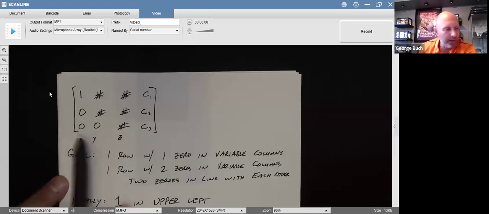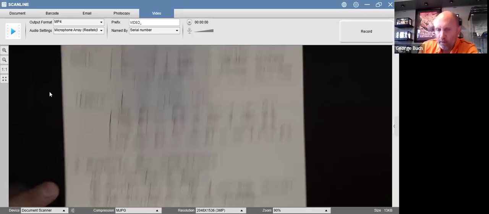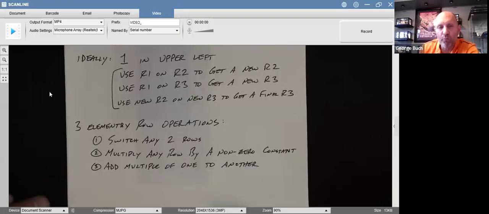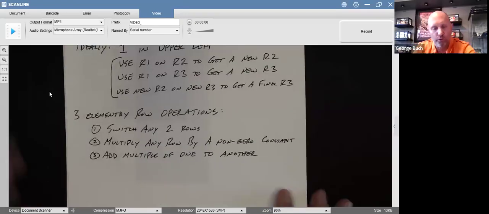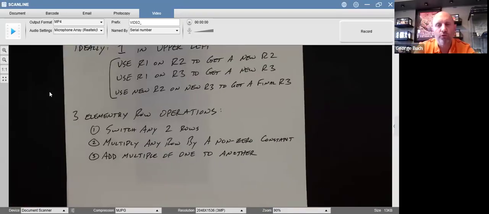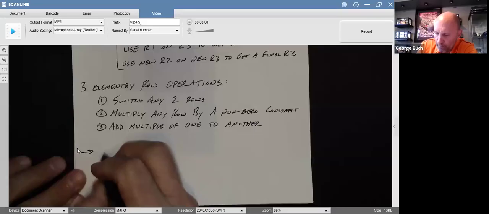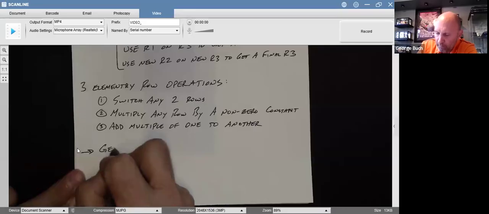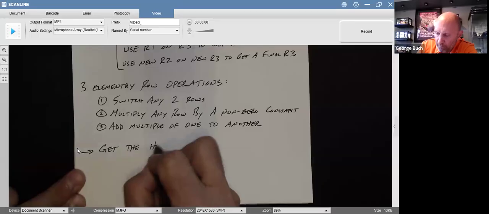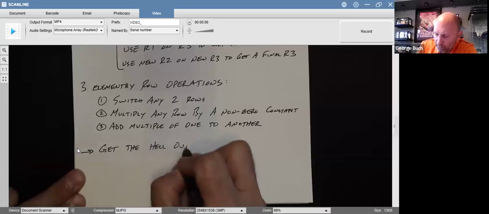Once I get to that point, and the reason I'm doing that, and again, we're not going to worry about Gauss-Jordan, we're not going to worry about reduced row echelon form. I'm not going to worry about any of that. Instead, as soon as I get that scenario, and I'm going to be blunt here, get the hell out of the matrix.